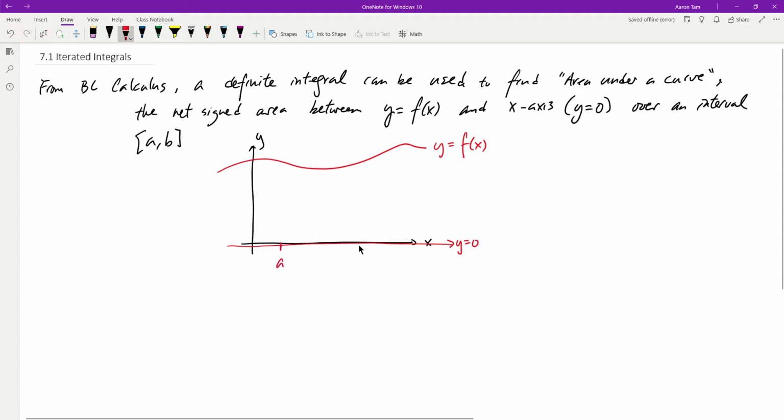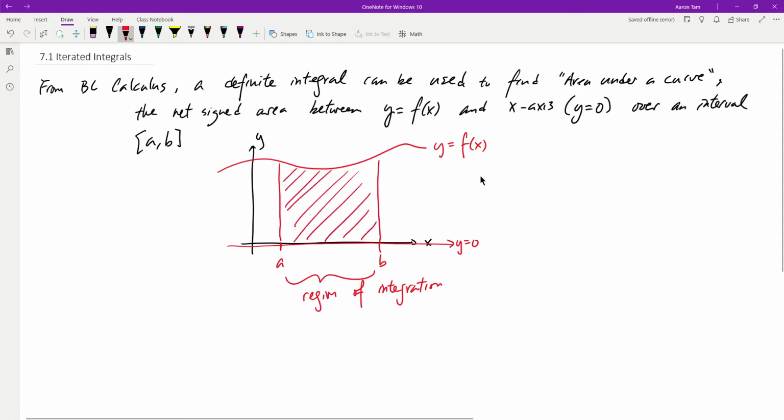And here is the interval from a to b, which is what we call our region of integration, or in this case, the interval of integration. This area right here is represented by the integral from a to b of f of x dx, where f of x represents the curve on top, and dx represents the differential of x, from a to b. It's pretty straightforward.